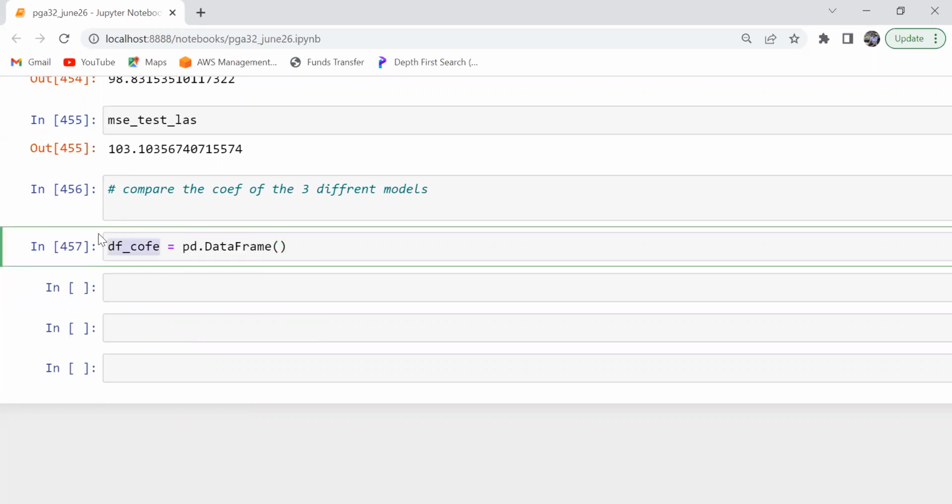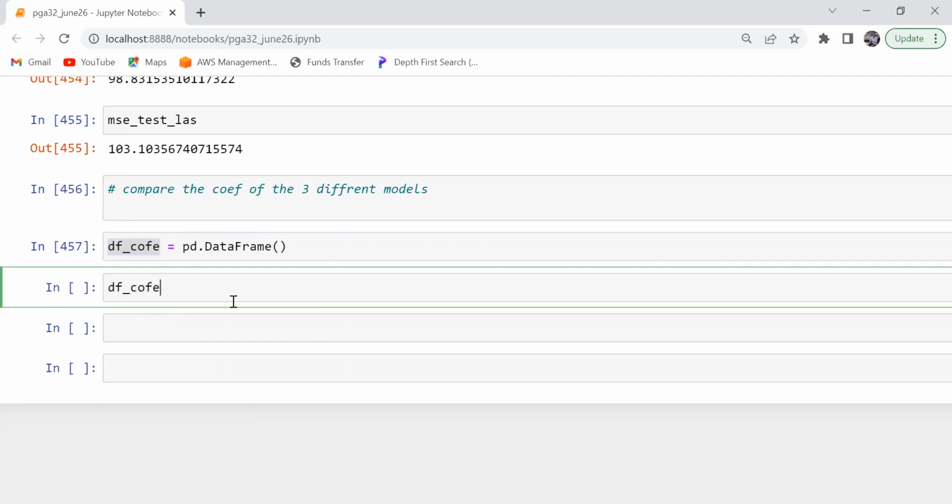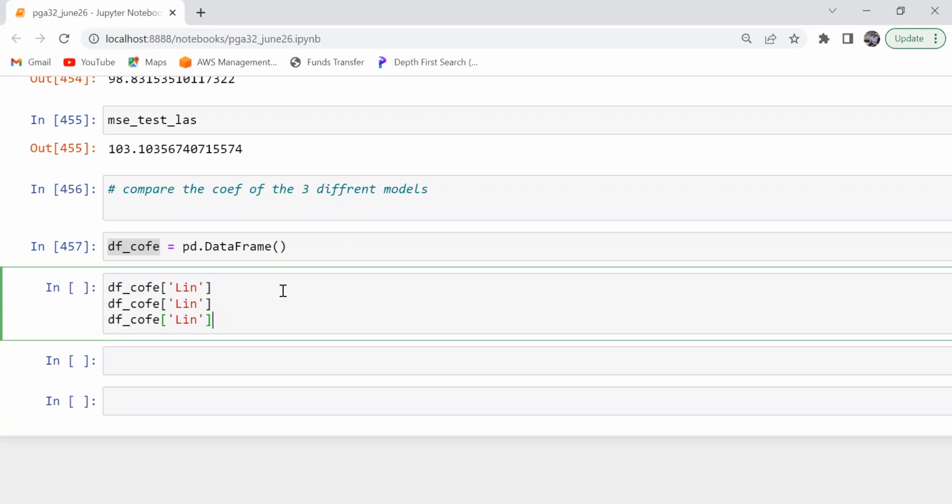Then I'll say df coefficient and I'll say linear. Just lean it. Then let me say ridge. Then let me say lasso.